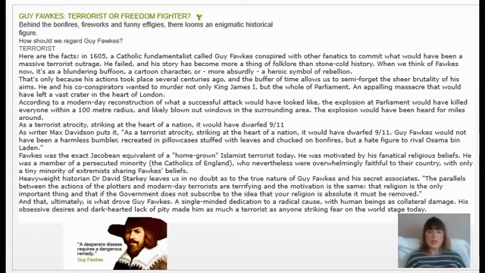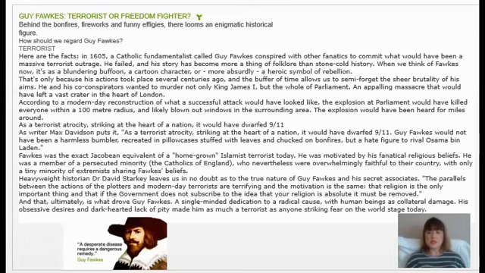Here are the facts. In 1605, a Catholic fundamentalist called Guy Fawkes conspired with other fanatics to commit what would have been a massive terrorist outrage. He failed, and his story has become more of a thing of folklore than stone-cold history. When we think of Fawkes now, it's as a blundering buffoon, a cartoon character, or more absurdly, a heroic symbol of rebellion. That's only because his actions took place several centuries ago, and the buffer of time allows us to semi-forget the sheer brutality of his aims.